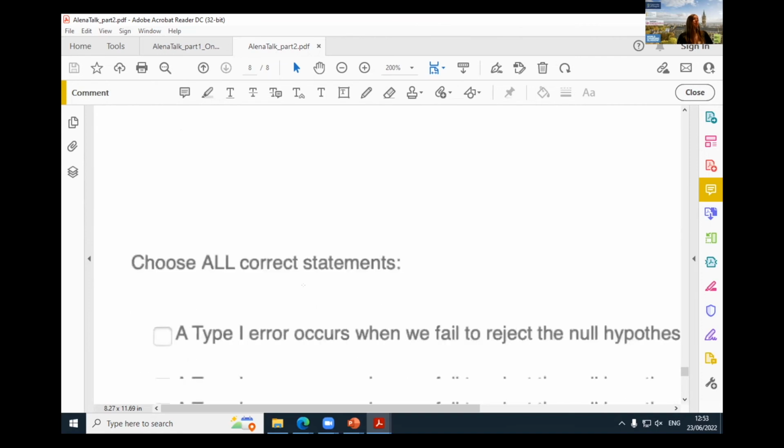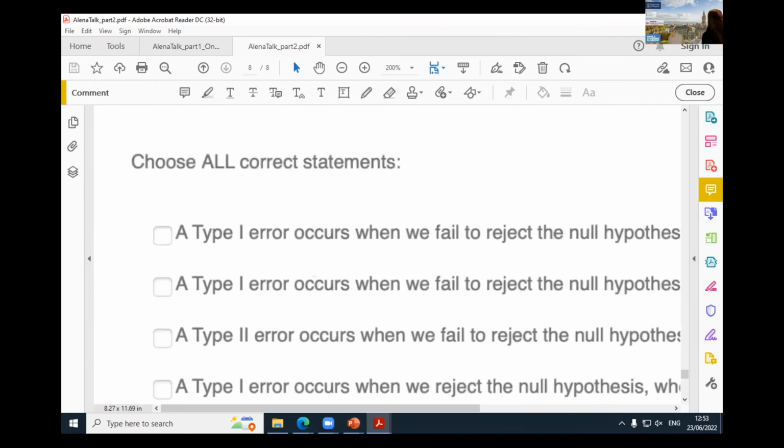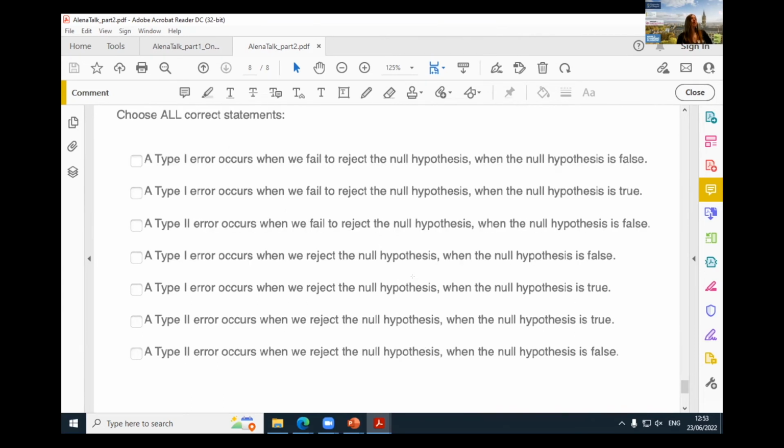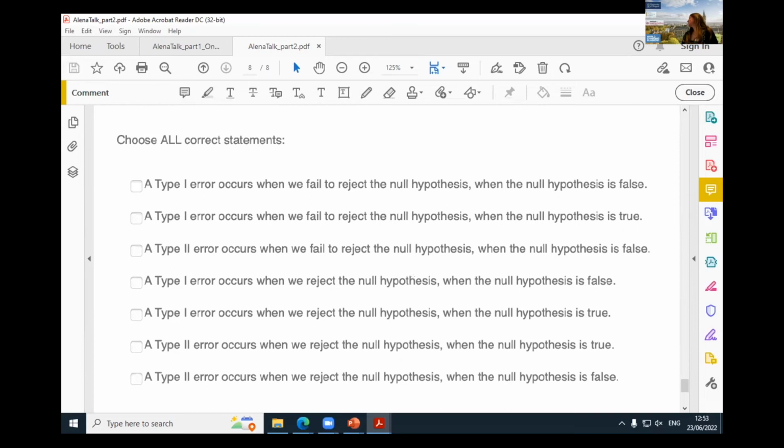So another type of question I use is the type where you choose all correct statements. And in this type, I can assess some of the theory as well.